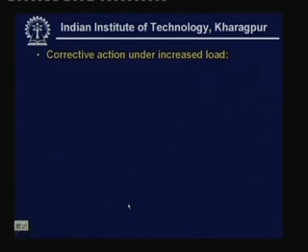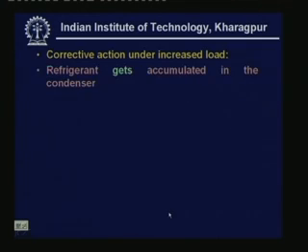Now, this cannot continue indefinitely. There must be some corrective action. So, what is the corrective action? The corrective action under increased load is like this.